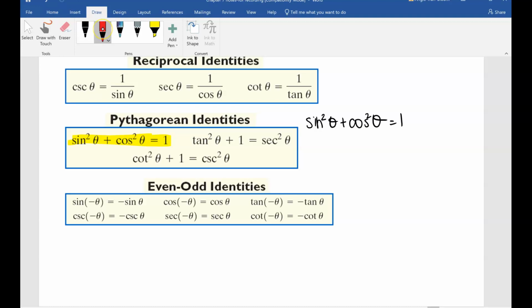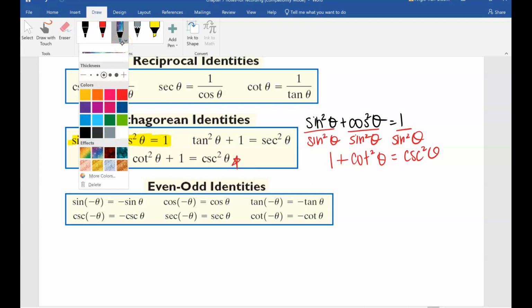If I take that one function, sine square plus cosine square equals 1, and divide each and every term by sine square, then I'm going to get 1, cosine square over sine square, as you know already, that's cotangent square of theta. And 1 over sine squared, that's a reciprocal function, so that's cosecant square of theta. Now, that's how they came up with this right here. Mind you, you don't have to memorize a lot of things if you can just derive it yourself, okay?